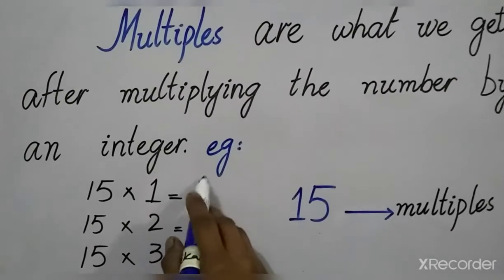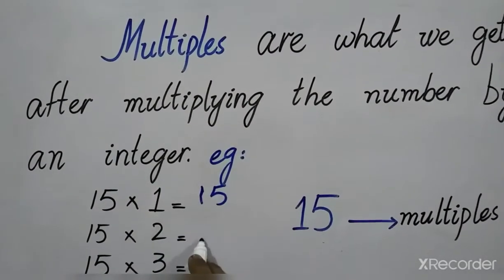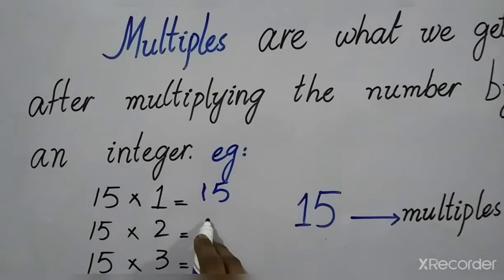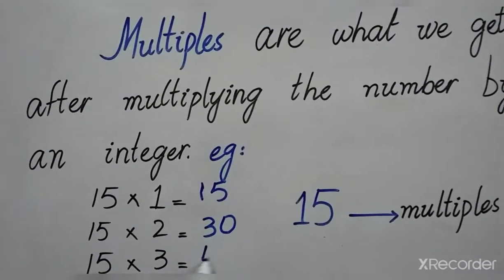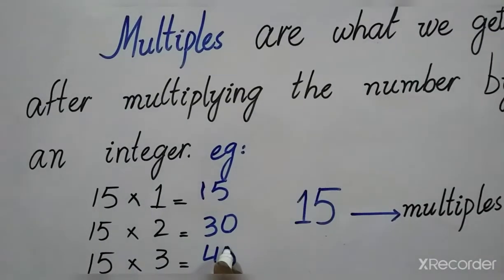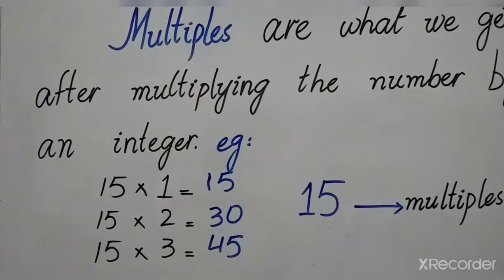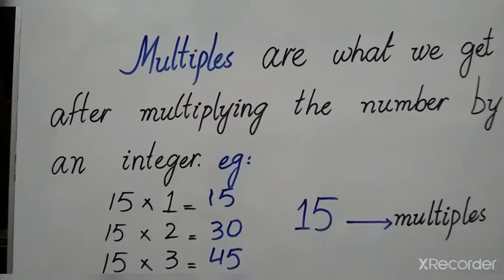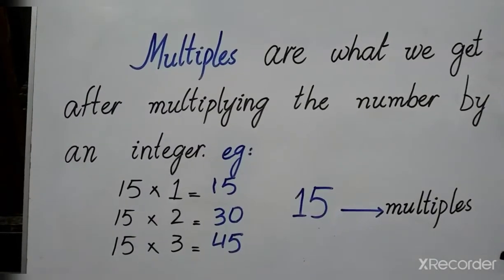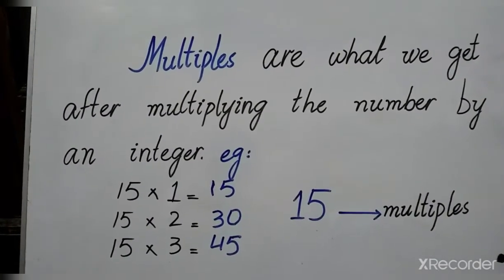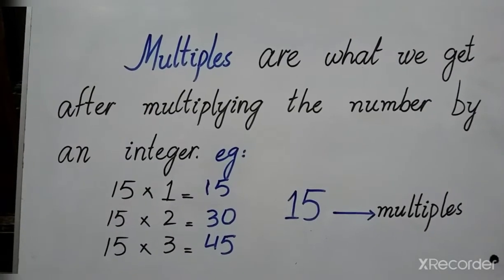15, 1 times 15 is 15, 2 times 15 is 30, and 3 times 15 is 45, 4 times 15 is 60, then 75, and then 90, and goes on. There is no limit. These are the multiples of 15. What were the factors of 15? Factors were 5 and 3.